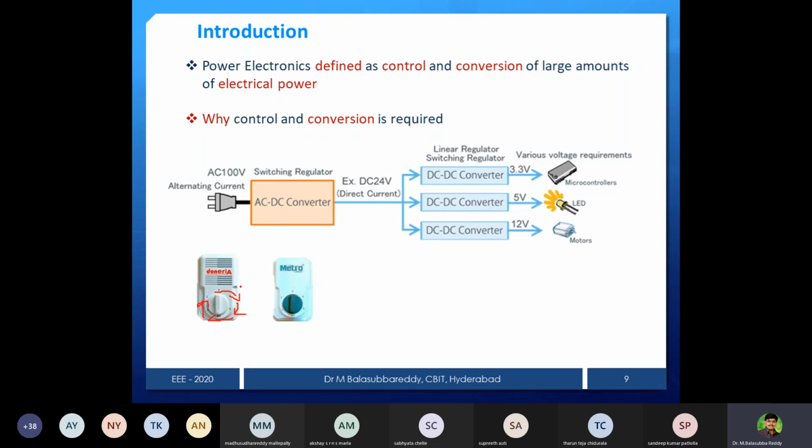And what is the drawback in it? Because of the resistor, power dissipation takes place. If you look at that regulator, in some cases a little bit of heat will also be developed. If you touch it, some heat dissipation is taking place. So that is the actual problem, and to overcome that problem, nowadays regulators are like this.